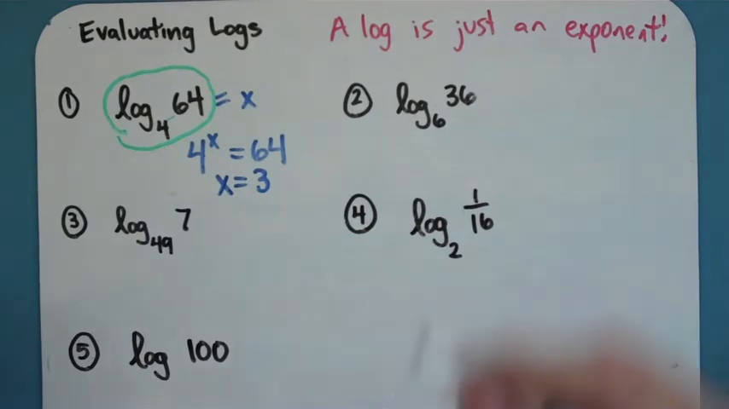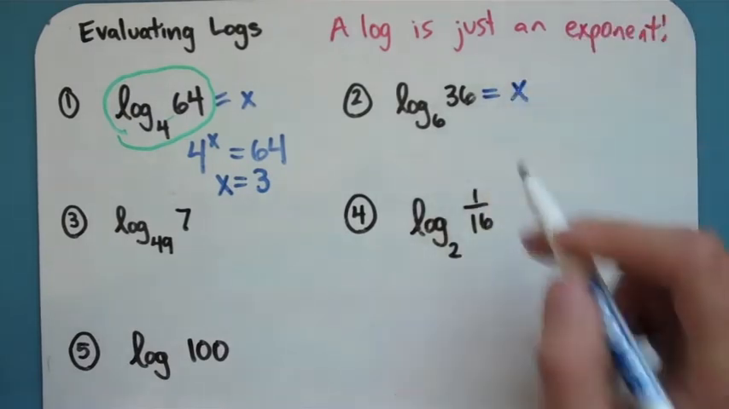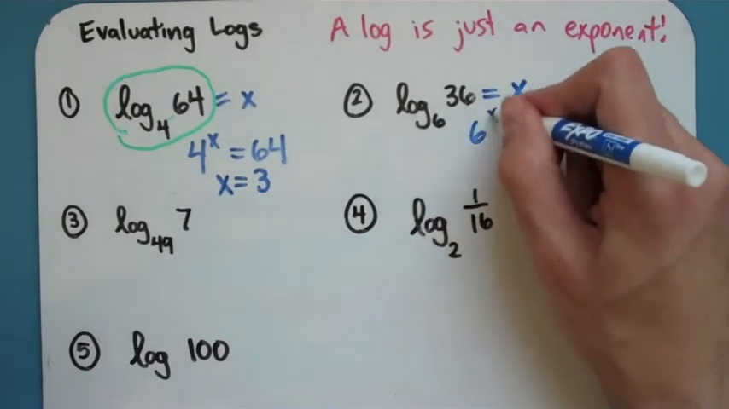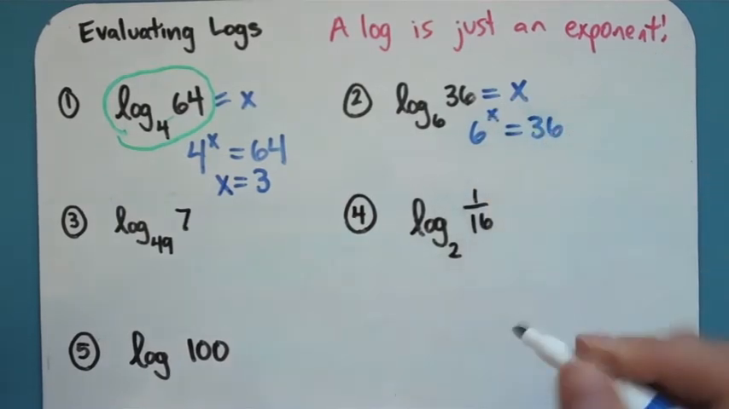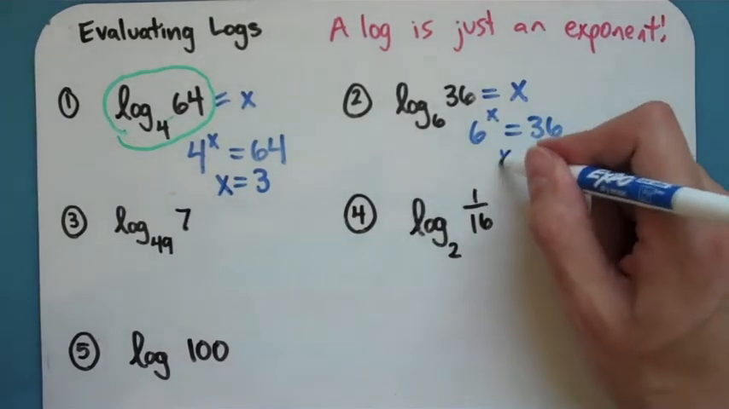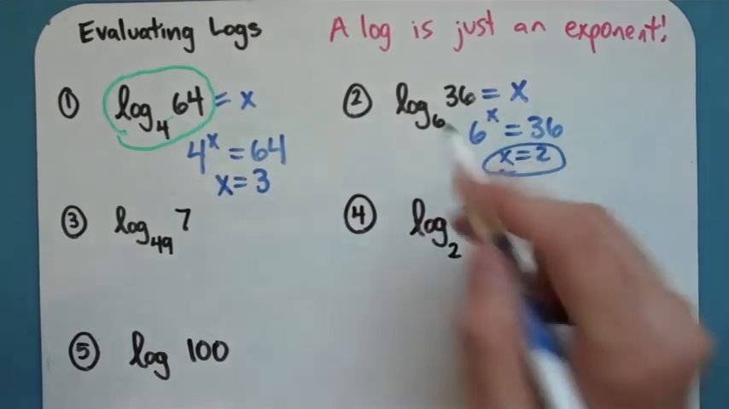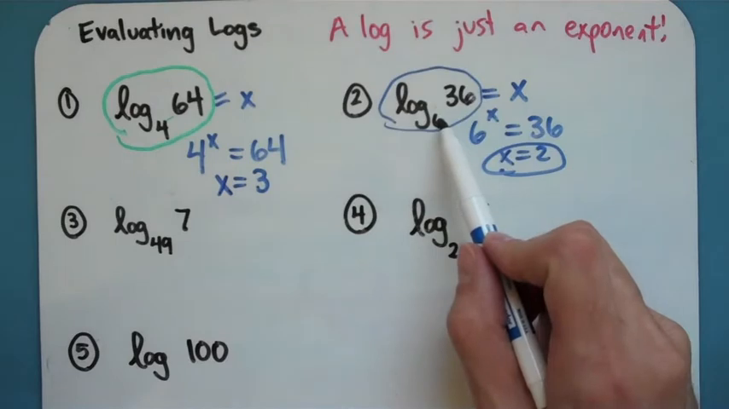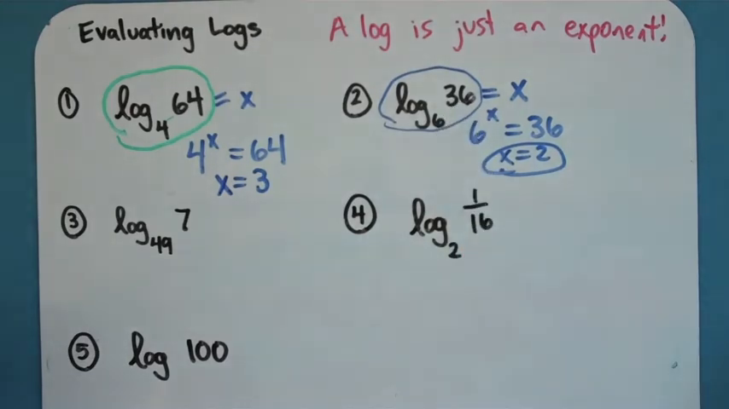So on our second problem here, setting it equal to x, we end up with 6 to the x power equals 36. And once it's rewritten like that, you can see, oh, 6 to the second power is 36. So your answer is 2. This log right here is just equal to 2. It's the power you raise 6 to get 36.